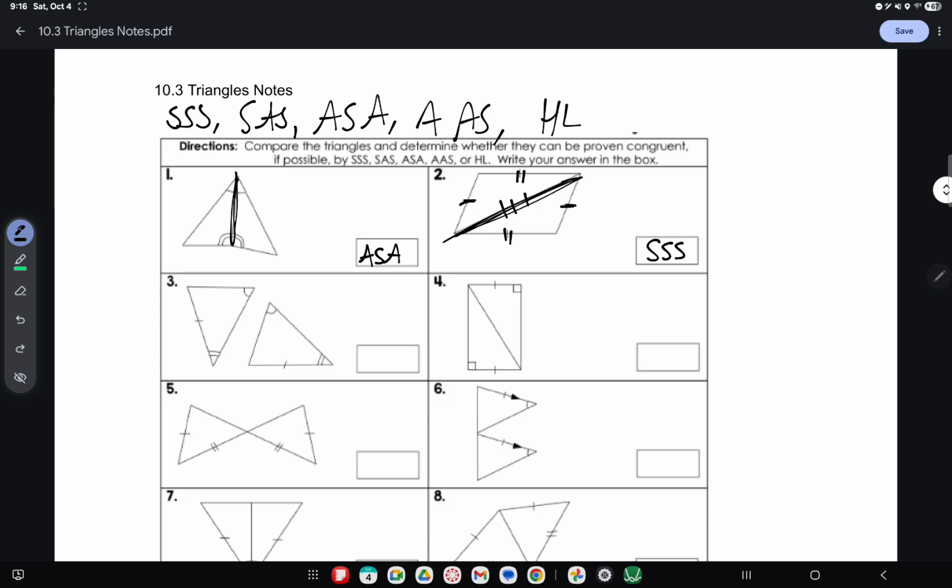Okay, this next one. We've got two angles and then a side that's not included. So that would be angle, angle, side. All right, when we see right angles involved, we should be thinking hypotenuse leg. So let's see. They do share the same hypotenuse, and one of the legs is congruent. So this does follow hypotenuse leg.